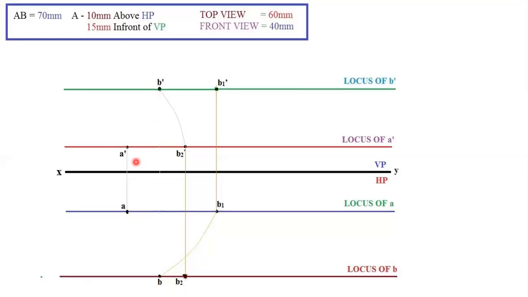The next step is just darken the arcs. So you have to cut the arcs straight. Try to rub or make it clear that it should be like a dot or point, so that it will be very clear. Next, try just join A dash B dash.